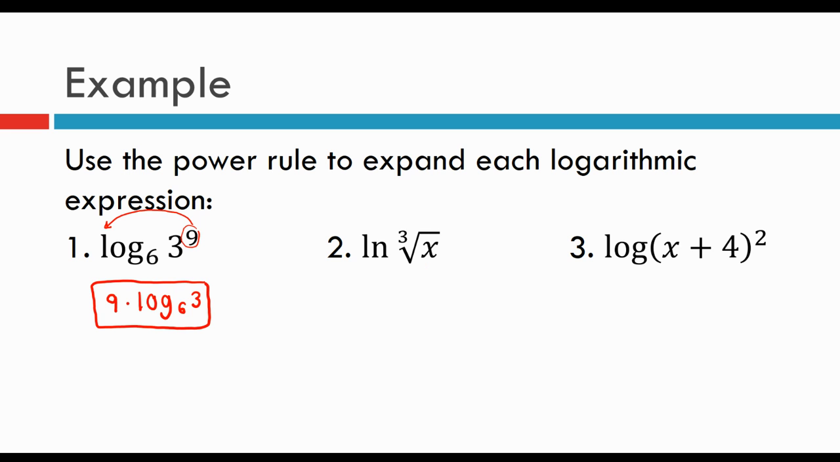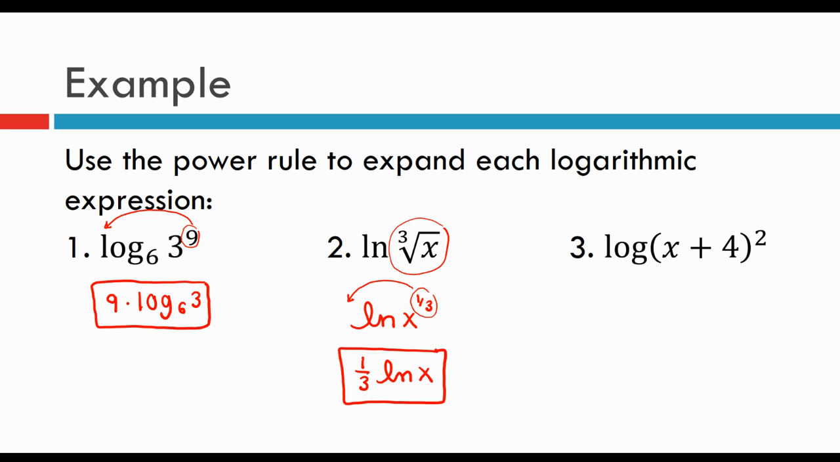Because in the second example I don't see an exponent, the first thing I'm going to do is rewrite this radical into an exponent. So we'll have the natural log and then x, and now because it's the cubed root, that's really 1/3. So now we're kind of back to the first example. Now I see an exponent. I get to use that power rule. I get to move it out in front. So we'll have 1/3 times the natural log of x. Can't simplify the natural log of x, so this is going to then be my simplified expanded answer.